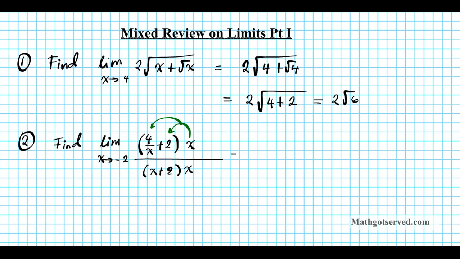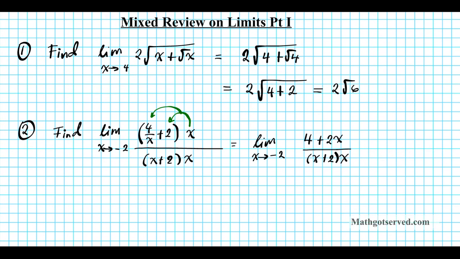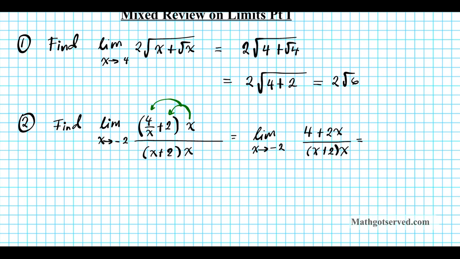So that yields the limit as x approaches negative 2 of 4, because 4 over x times x is 4, plus 2x, divided by x plus 2 times x. Now we can factor out a 2 in the numerator and write it in standard form. So the limit as x approaches negative 2, factor the 2, of 2 times x plus 2 divided by x plus 2 times x.